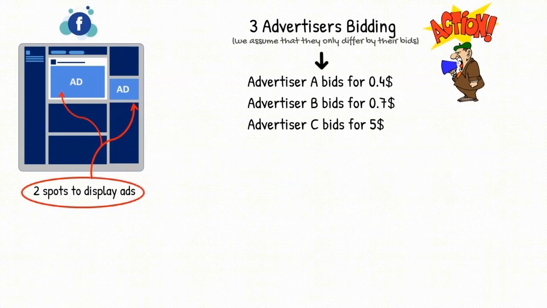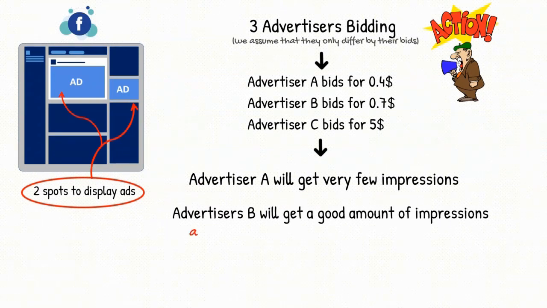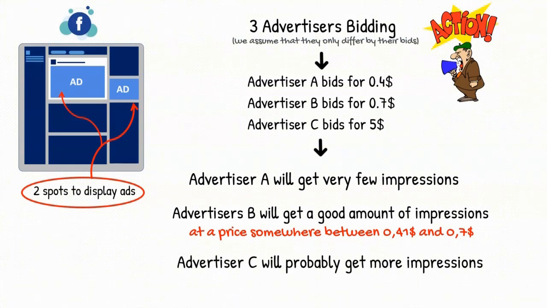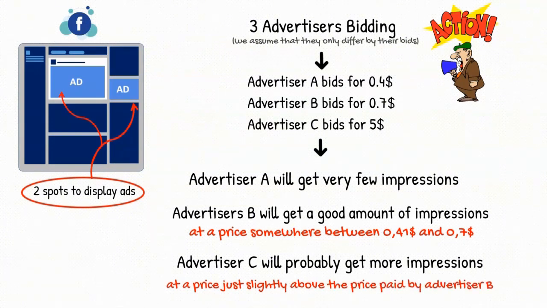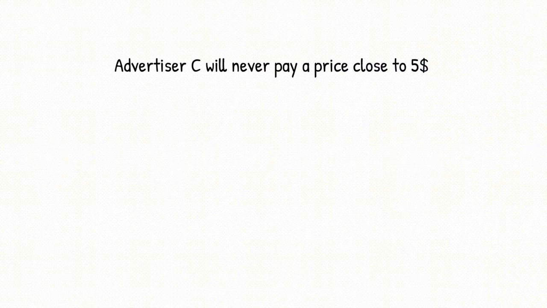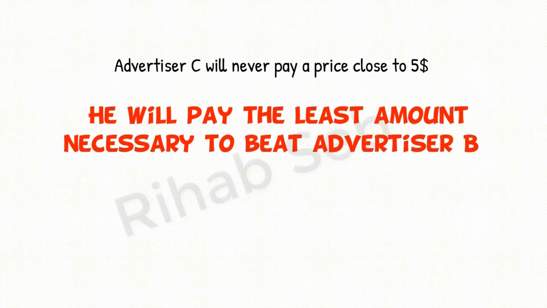If we have only 2 spots, then most probably advertiser A will get very few impressions. Advertiser B will get a good amount of impressions at a price somewhere between $0.41 and $0.7. And advertiser C will most probably get more impressions at a price just slightly above the price paid by advertiser B. Advertiser C will never pay a price close to $5. He will only pay the least amount necessary to beat advertiser B.